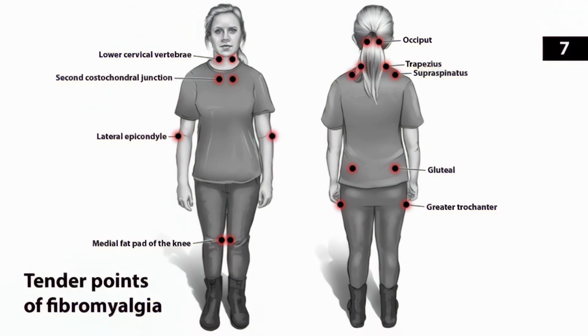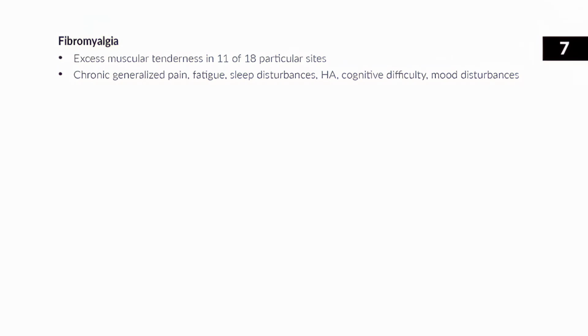The classic way to diagnose fibromyalgia is to palpate these trigger points, where the patient might be tender with a specified amount of pressure, and if they are tender in at least 11 of those 18 sites, you can make the diagnosis of fibromyalgia. In addition to muscle tenderness, patients may also have chronic generalized pain, fatigue, sleep disturbances, headache, cognitive difficulty, and or mood disturbances as comorbidities. And at least 30% of these patients also have depression or anxiety.